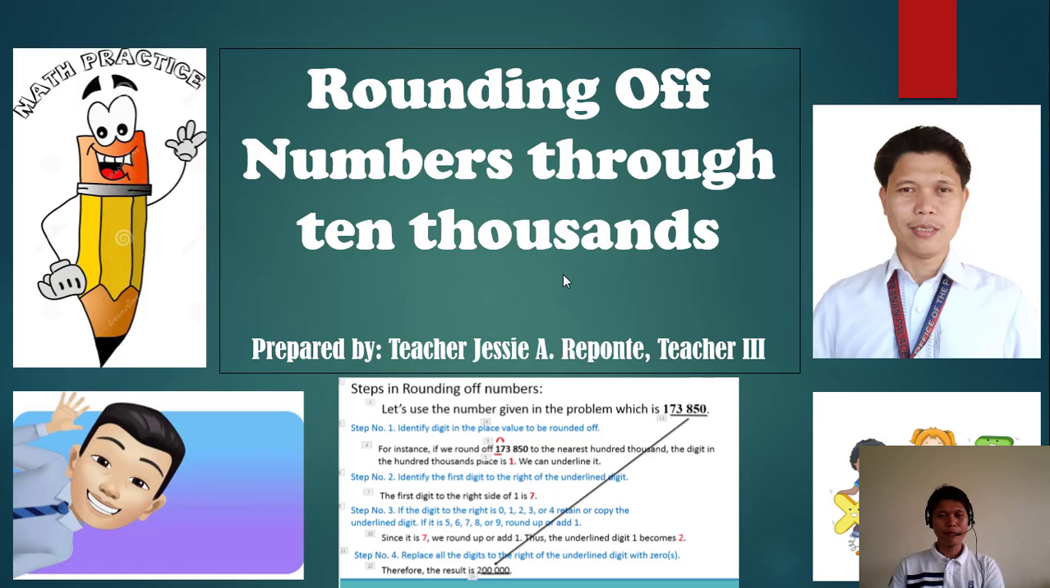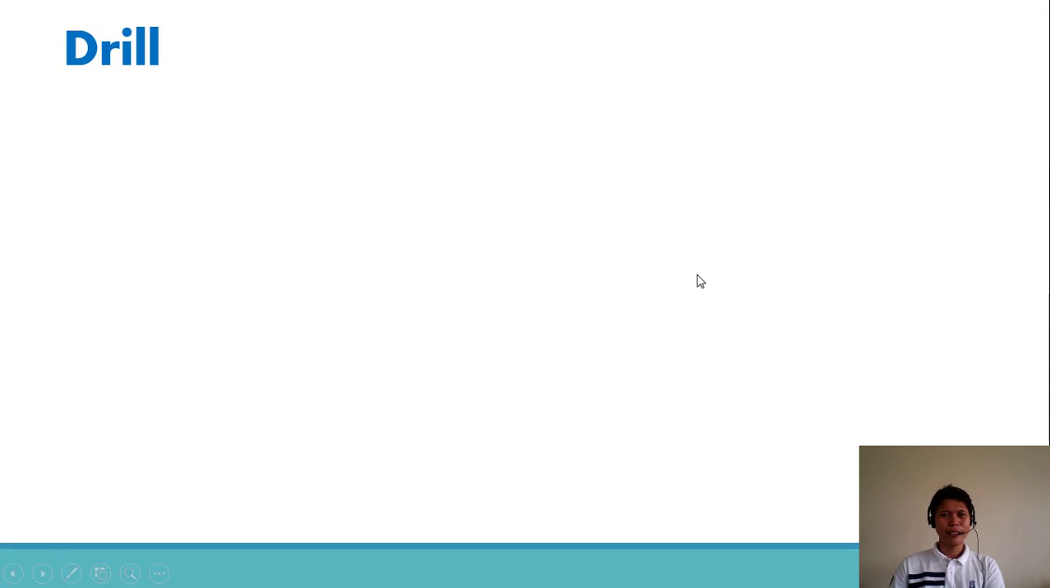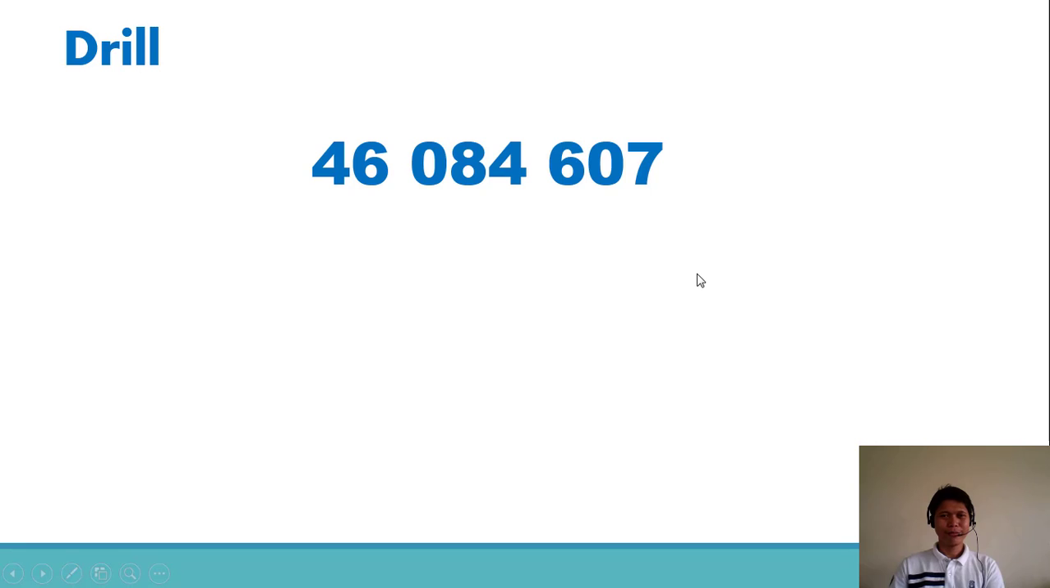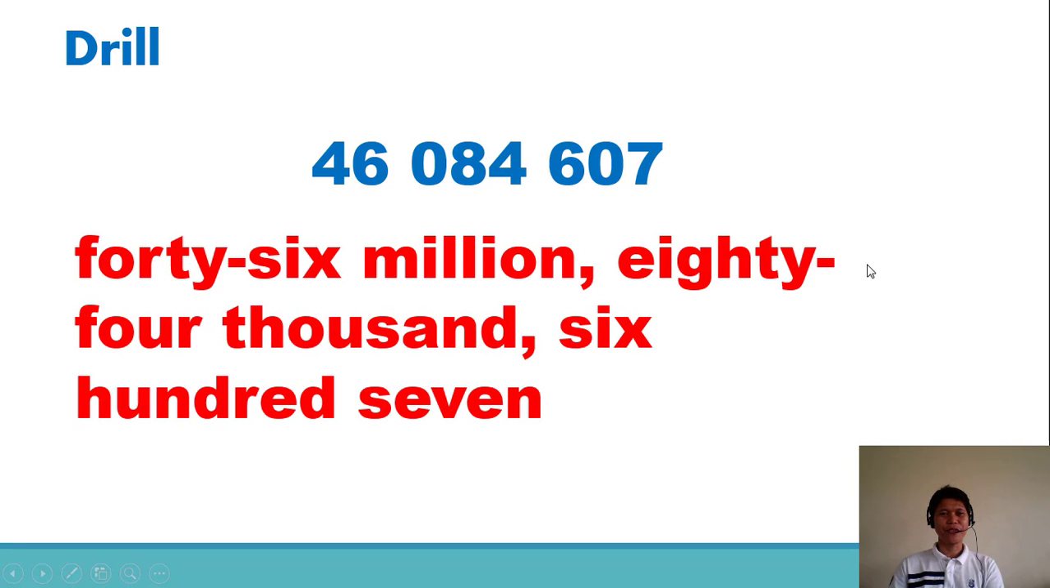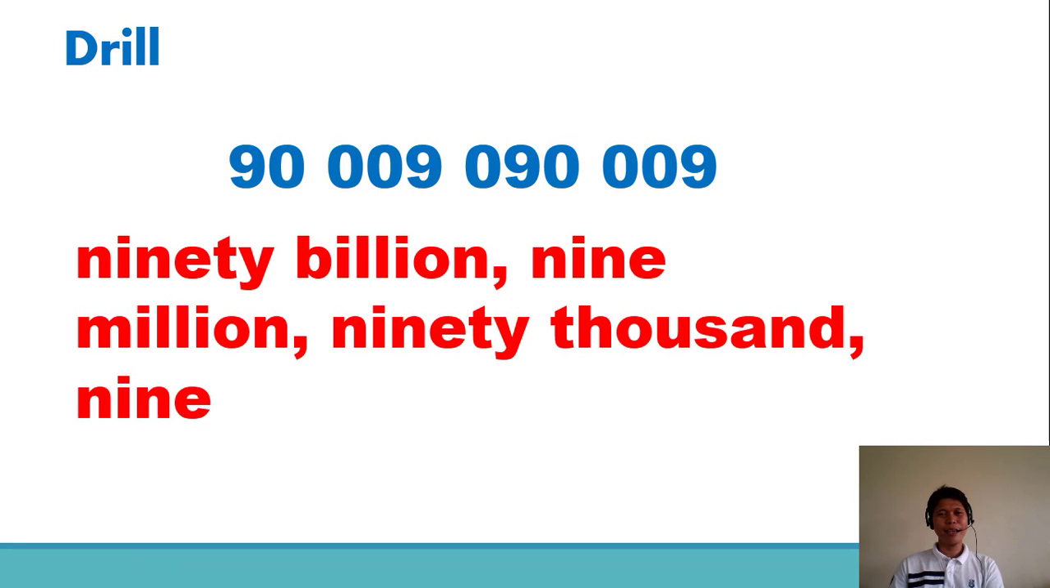Let's start with a drill. Can you read the following numbers? Let's start. Okay, so it is 46,084,607. Good. Next. Okay, so it is 90,009,090,009.